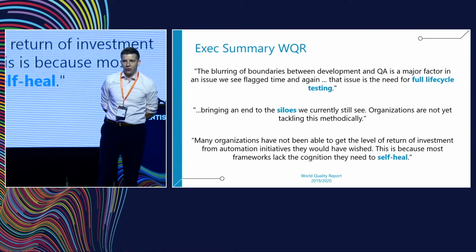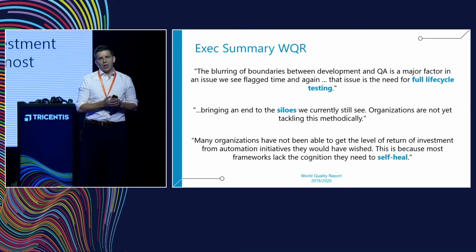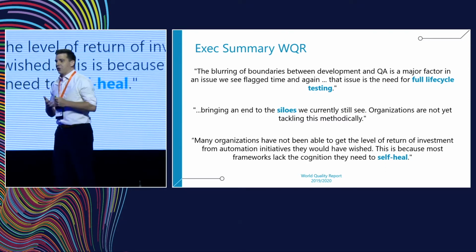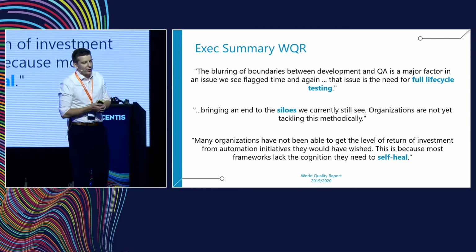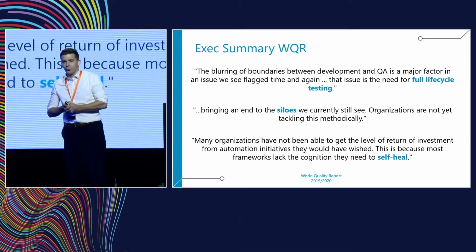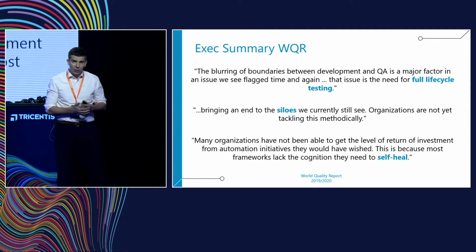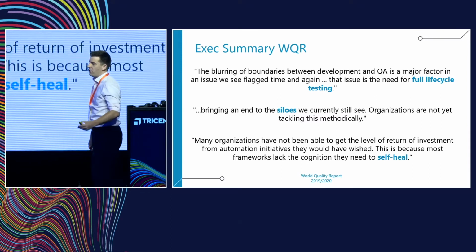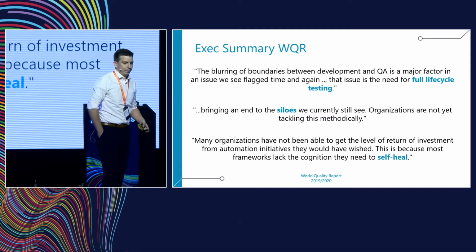And while I was reading the executive summary, they were talking about how, while the lines are blurring between development and QA, there are still silos because we have a lack of a methodology which is being implemented. QA is focused on the team level, but there is still a need for full lifecycle testing. And even from a technology perspective, we have exploratory testing, we have automation in place, but the maintenance is a big problem there, so there is a need for self-heal.